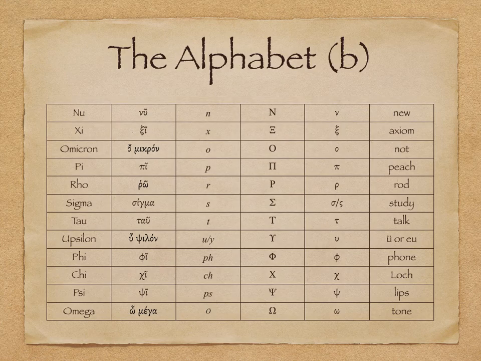Tau, T as in talk. Upsilon, U as in the German U with an umlaut. Phi, F as in phone. Chi, K as in lock. And chi here looks like an English X, but it's K. It's chi, pronounced hard, K. Psi, Ps as in lips. And omega, O as in tone.